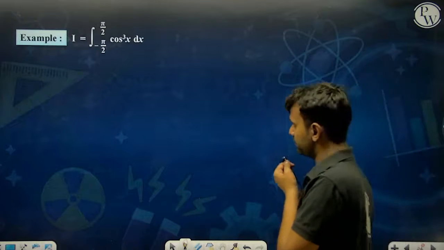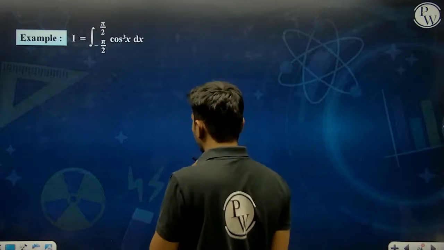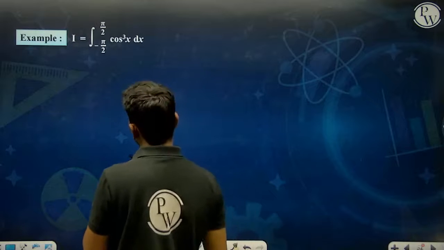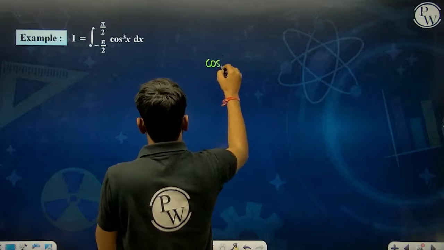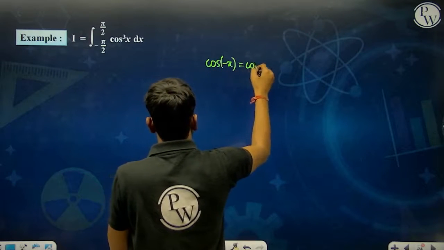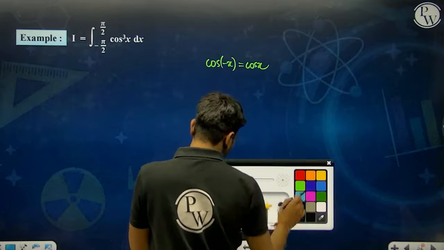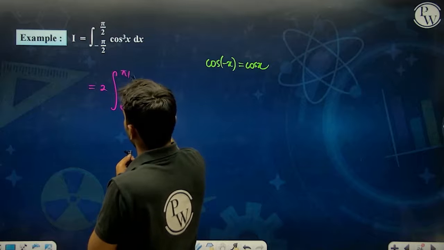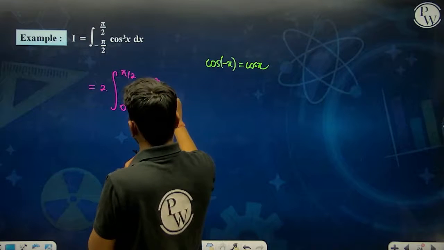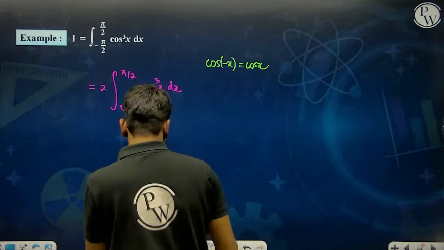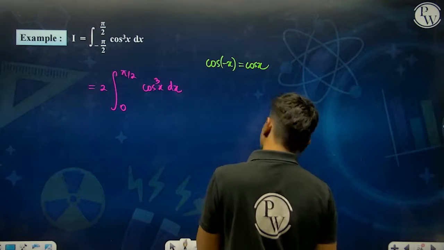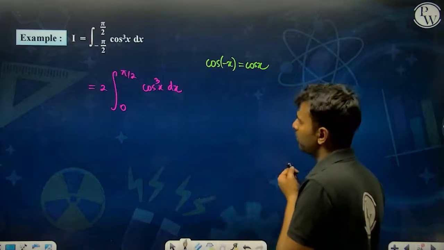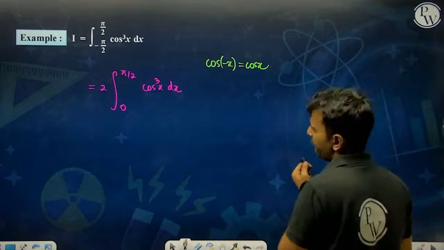Moving ahead, is this odd or even? Let me tell you that cos of minus x is equal to cos x only. So this is an even function. If it is an even function, then we can write twice the integral from 0 to pi by 2 of cos cube x dx. Now, can we integrate this? I hope you know how we integrate cos cube x.